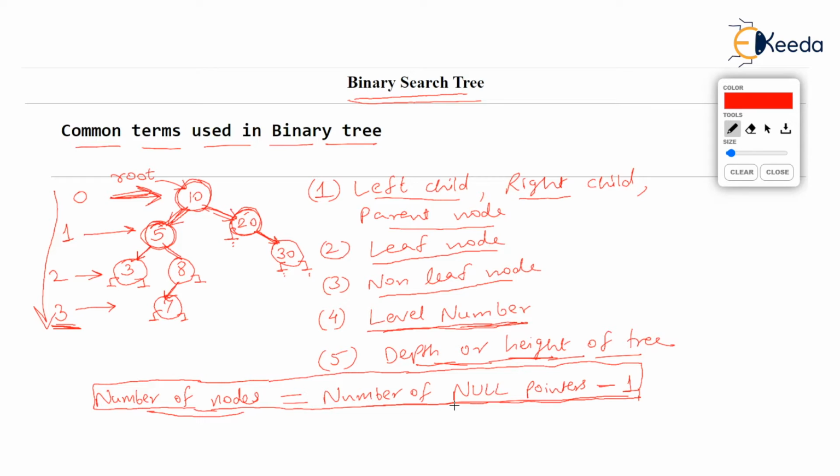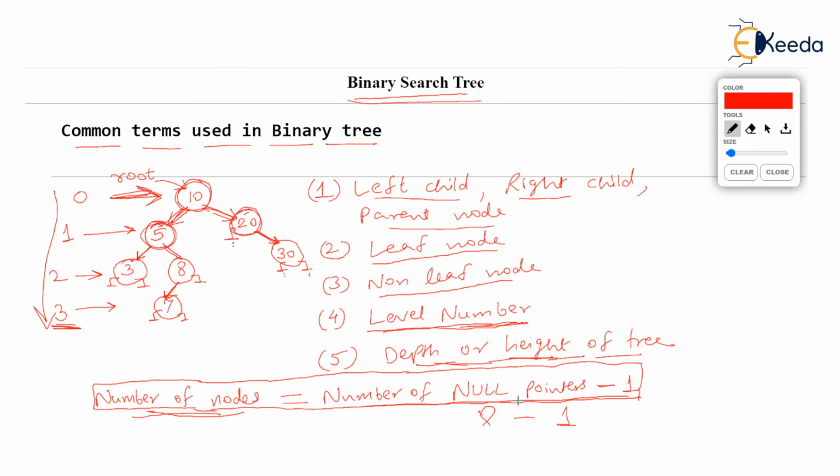I am saying 8 minus 1, that is 7. 7 is the number of nodes in this tree. Let's count the number of nodes. Like 10 is a node, like that. 1, 2, 3, 4, 5, 6, 7. 7 nodes are there, which is equal to number of null pointers minus 1. This relation is always true in any binary tree. Come again. Total number of nodes in the binary tree is always equal to number of null pointers minus 1.